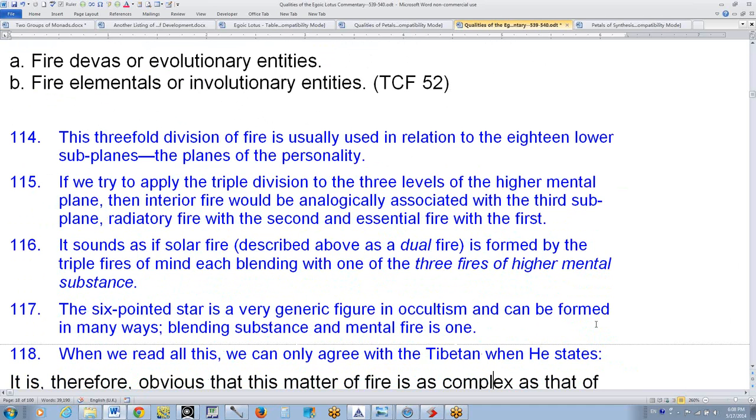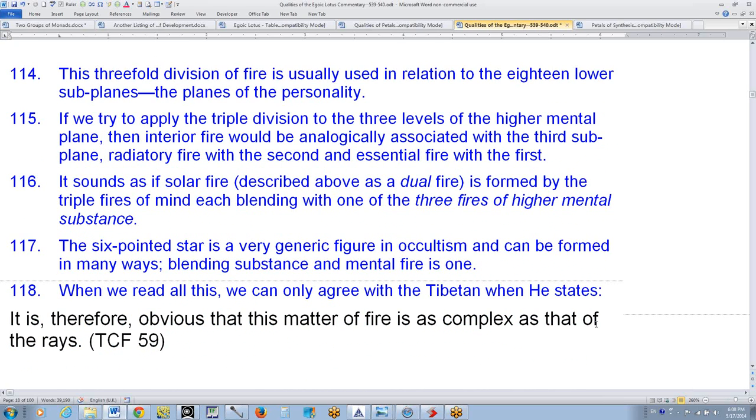So the threefold division of fire is usually used in relation to the 18 lower subplanes, the planes of personality, and if we try to apply the triple division to the three levels of the higher mental plane, then interior fire would be analogically associated with the third subplane, radiatory fire with the second, and essential fire with the first. So it sounds as if solar fire, described above as dual fire, is formed by the triple fires of mind, each blending with one of the three fires of the higher mental substance.